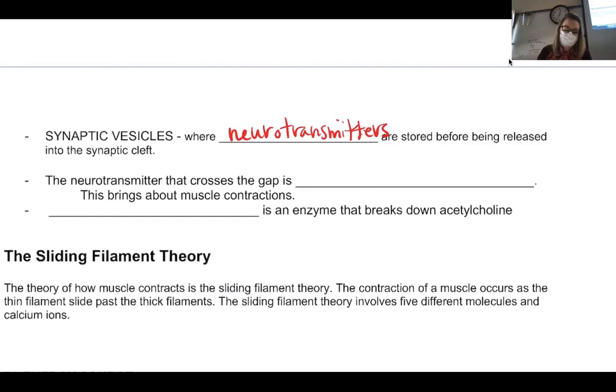The neurotransmitter that crosses the gap is acetylcholine. Because how do we know? Because that's for muscle contractions.